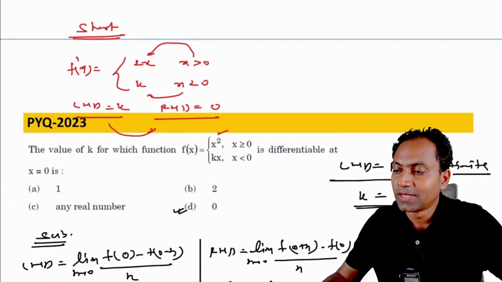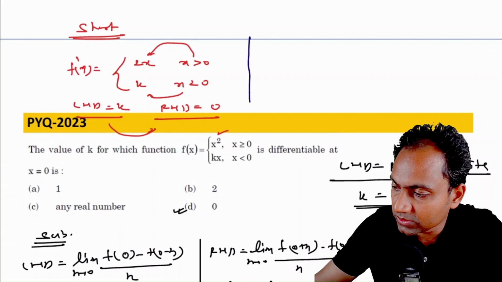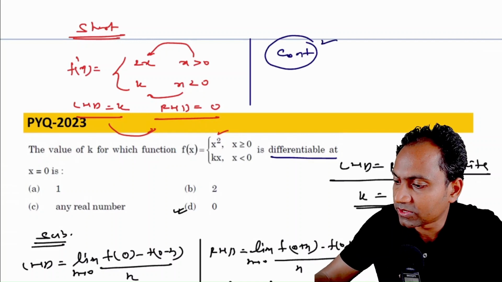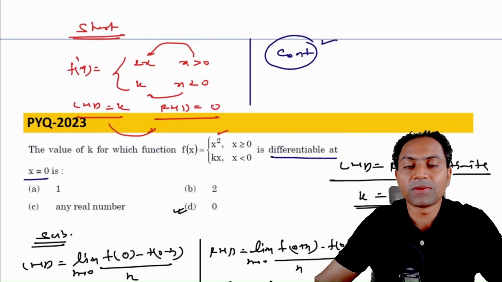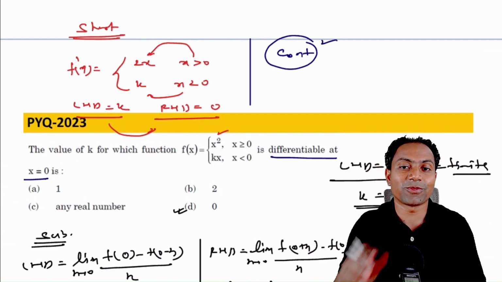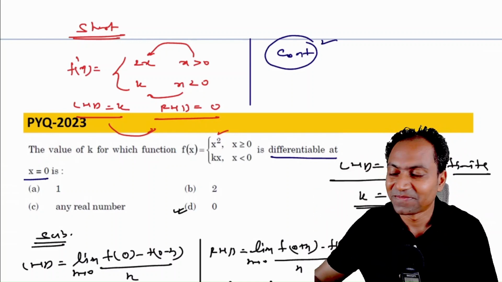So it is fine. Now see, in order to apply this, there is a prerequisite. What is the prerequisite? The function needs to be continuous. But since they have told us that it is differentiable at this point, and differentiable functions are continuous in nature, that is already satisfied. So this shortcut technique you can also use to get the answers really fast.